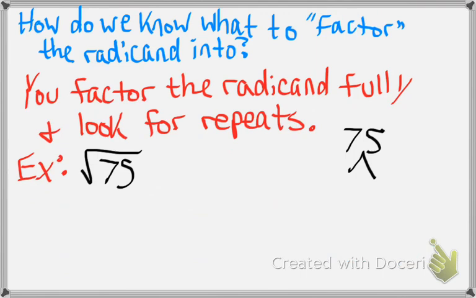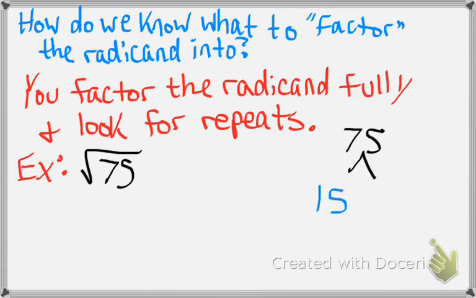The truth is, it doesn't matter what order you factor it. Just factor fully. And once you're done factoring, look for repeats. So let's do this example. Square root of 75, and I tell you to simplify. Well, some of you might be thinking, I know 25 and 3 equals 75. Or some of you are like, oh hey, 25 is a perfect square. I know the square root of 25. It's 5.